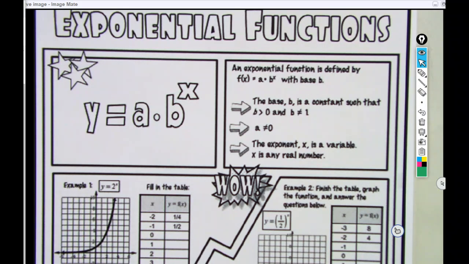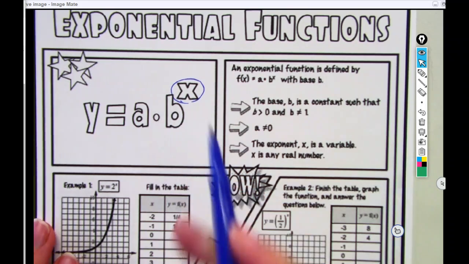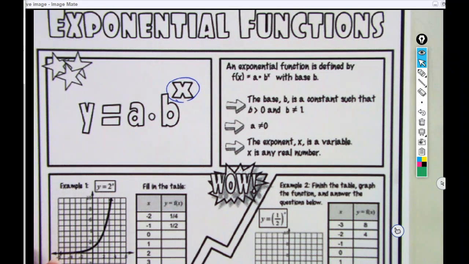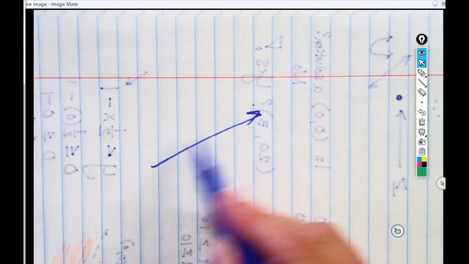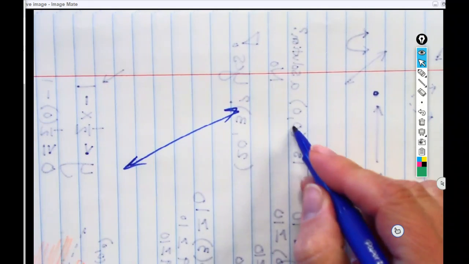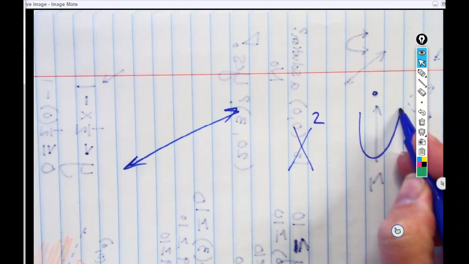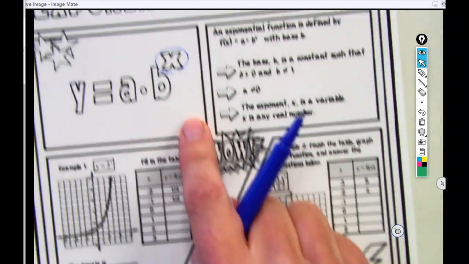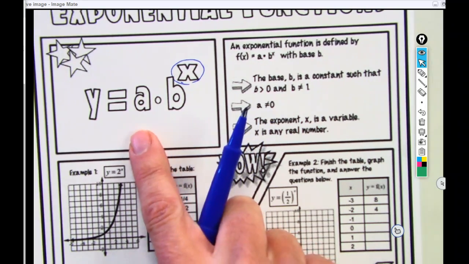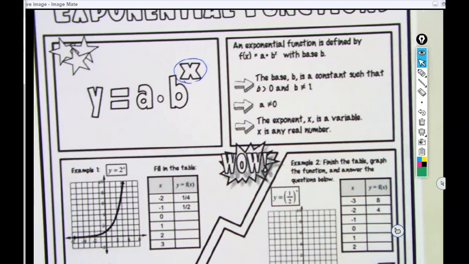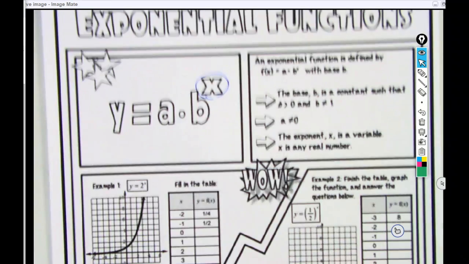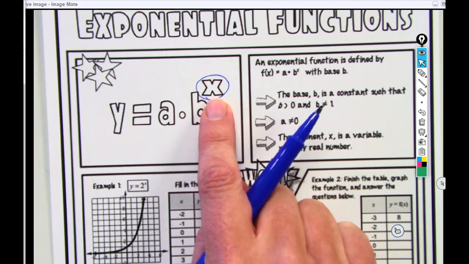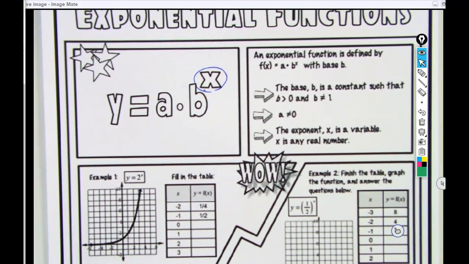Exponential functions, we've got something raised to a power. And that raised to a power is what takes us from a linear equation. When we have x squared, it gives us a parabola. And in this case, we've got something times a base raised to the exponent, and it gives us a curve because our x, our variable, is the exponent. So that's what gives us that curve.